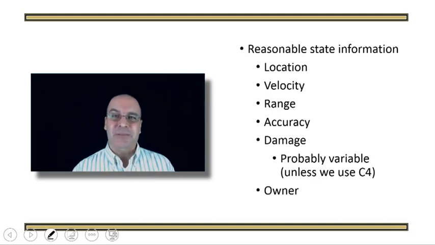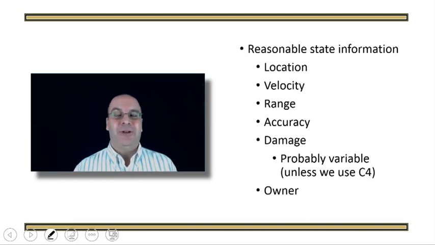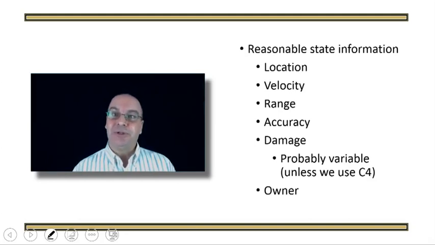So there's some damage that's probably variable, unless we stuff our rubber chicken with a C4, in which case it probably always inflicts about the same amount of damage when it hits something and explodes. The last thing we probably want to store, which you may not have thought of, is who is the owner of this rubber chicken. And it's not because we need somebody to feed and care for this rubber chicken.